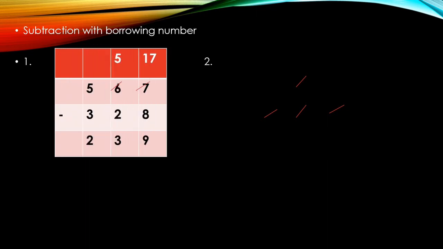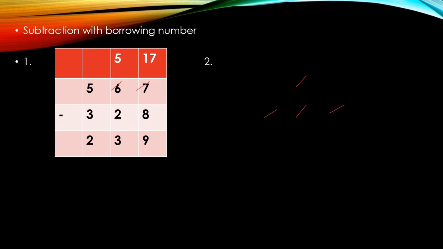This one is the first example. We have to subtract 328 from 567. As we check in the ones place, 7 is written upside and from that we have to subtract 8. But it is not possible because, as you learned, we always have to write the larger number upside and the smaller number downside. Then only subtraction can be done.